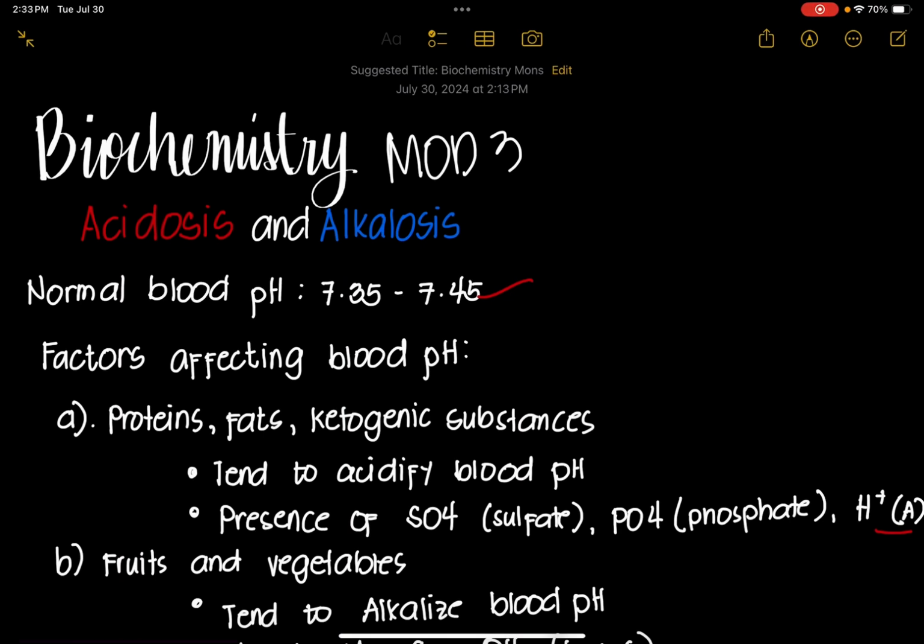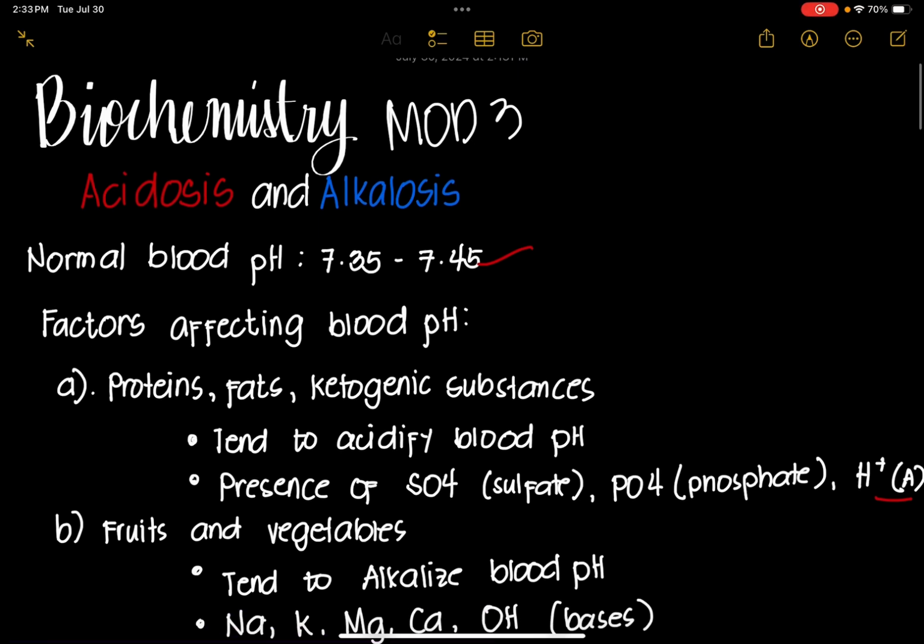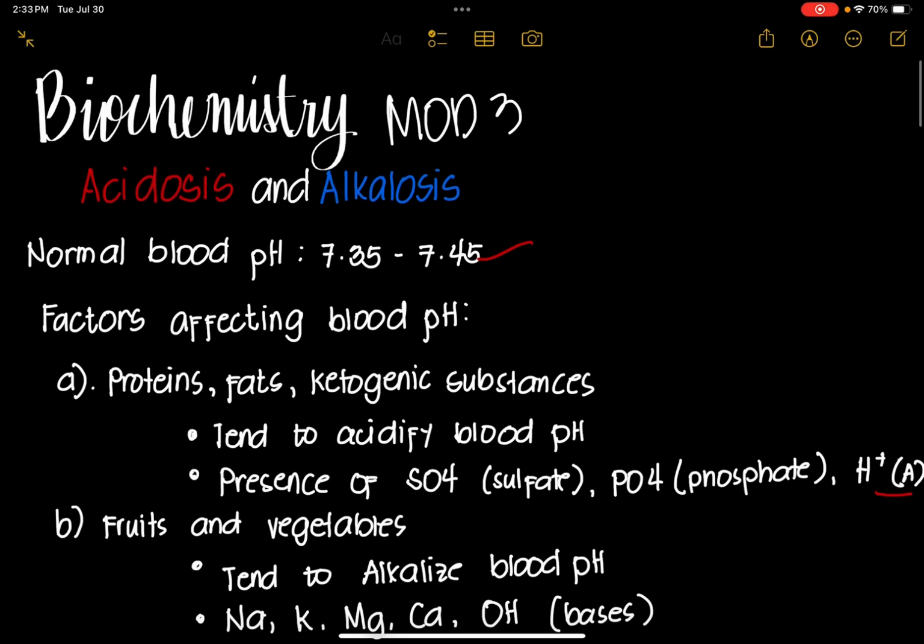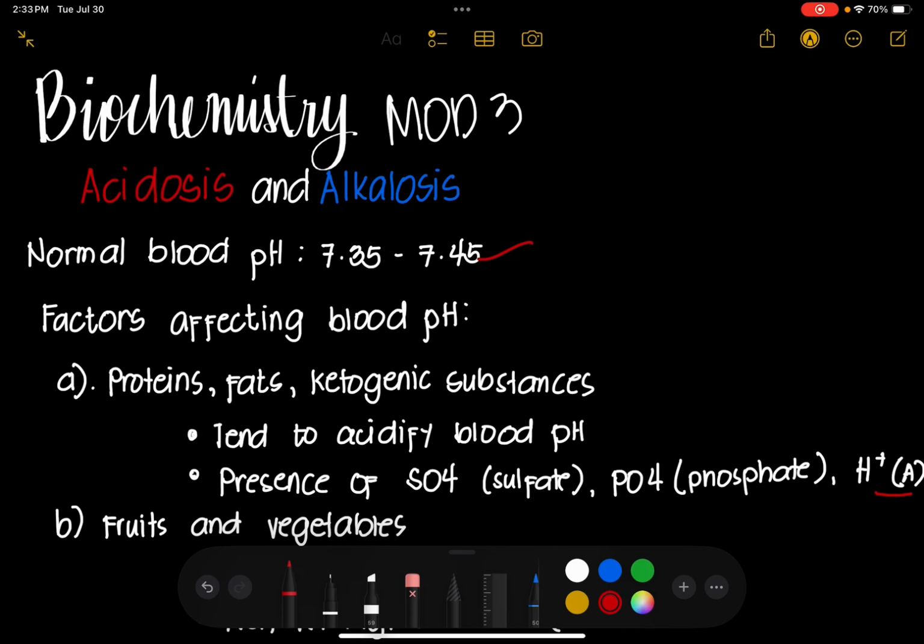Good afternoon, class. Biochemistry Module 3 for acidosis and alkalosis. Acidosis, meaning taas, ano ang pH. Alkalosis, ano ang pH. So, normal blood pH is 7.35 to 7.45.